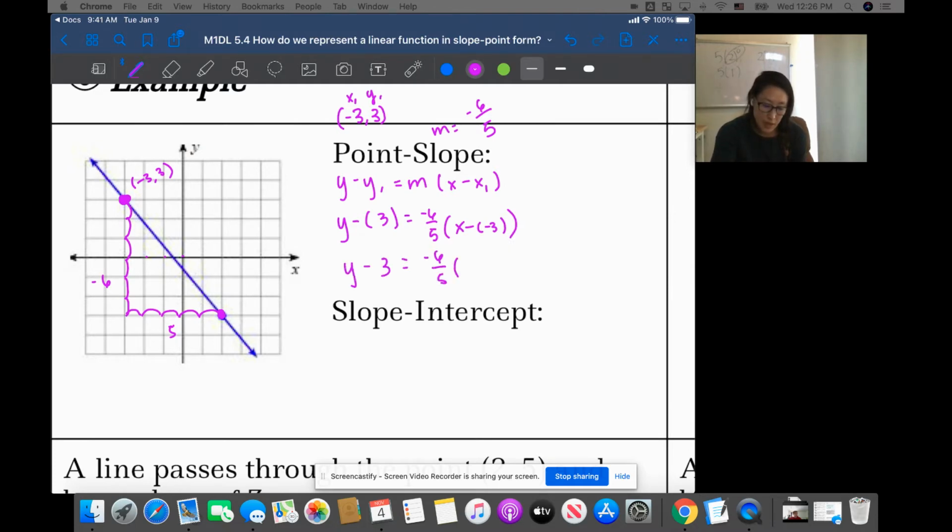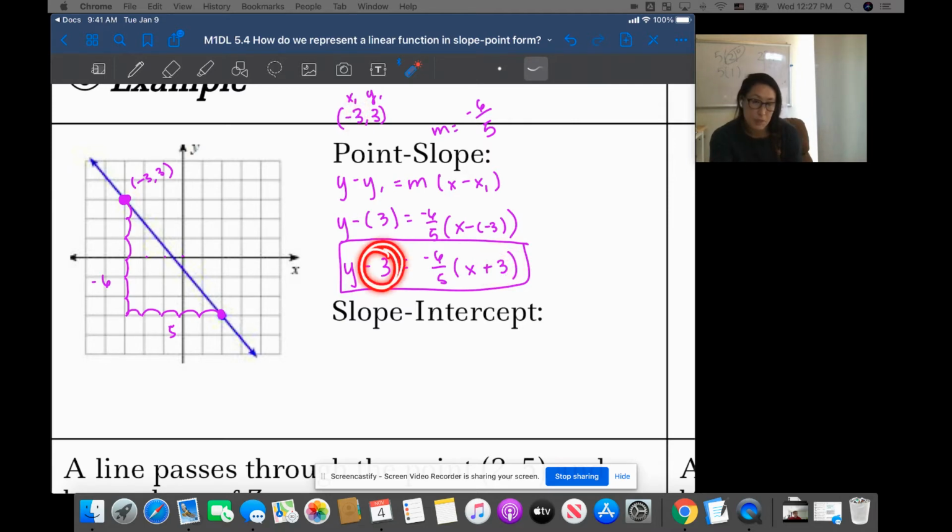Negative 6 over 5 times the quantity x plus 3. All right, so this is slope point form. Looking at the equation, I can see that my x1 is not 3, it's the opposite of 3, so it's negative 3. And my y1 is going to be the opposite of negative 3, which is positive 3. And my slope here, where the m is negative 6 over 5. So this is slope point.